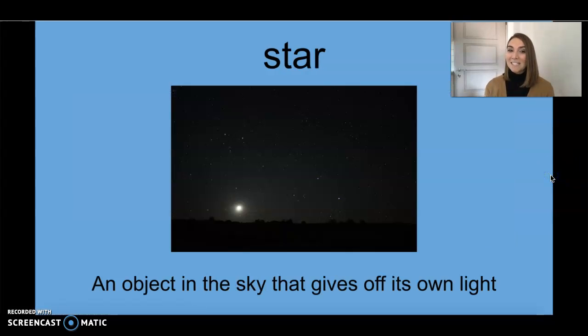A star is an object in the sky that gives off its own light, kind of like a light bulb. So the sun is a star because it gives off its own light, but we can see this star during the daytime.